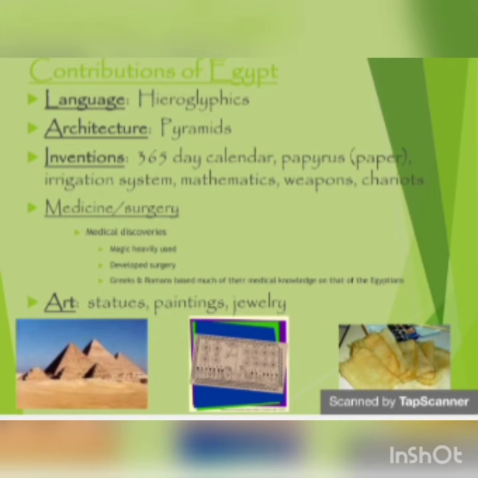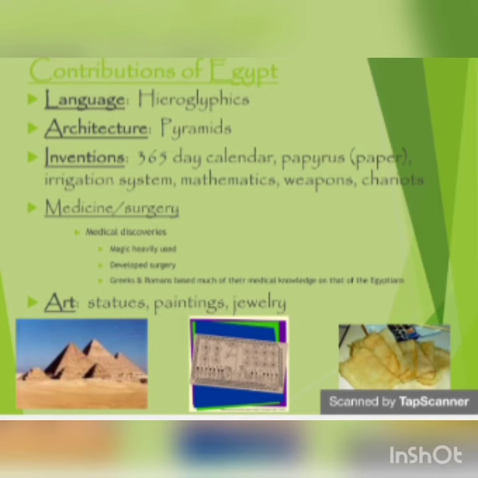And contributions. What are the contributions of Egypt? The first one was language, hieroglyphics. And architecture, in the sense of pyramids, then the Sphinx of Giza. Then they invented the 365-day calendar. Then papyrus, which was used like paper. Then irrigation systems, then mathematics, then weapons, then chariots. Pharaohs used chariots.